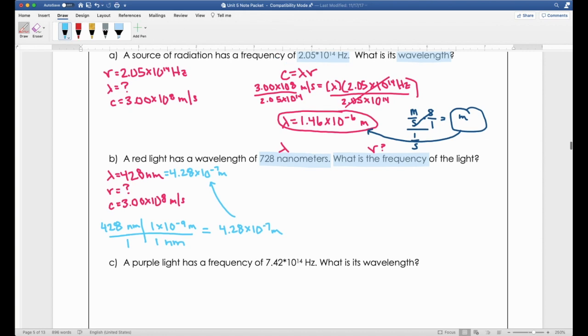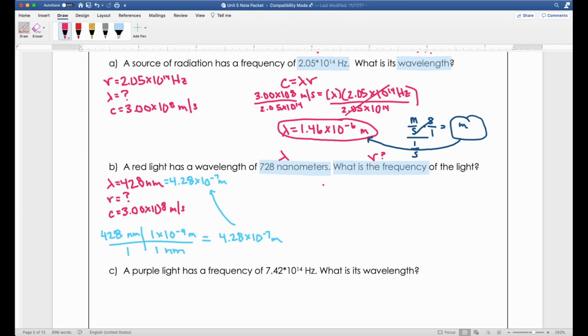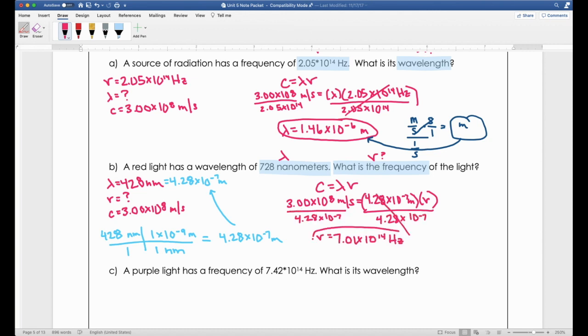Now that I have that, you can use c equals lambda times nu. Let's plug our numbers in. 3.00 times 10 to the 8th is equal to your wavelength in meters, which is what you just found, times the frequency. Divide both sides by 4.28 times 10 to the negative 7th, and your answer is 7.01 times 10 to the 14th hertz.